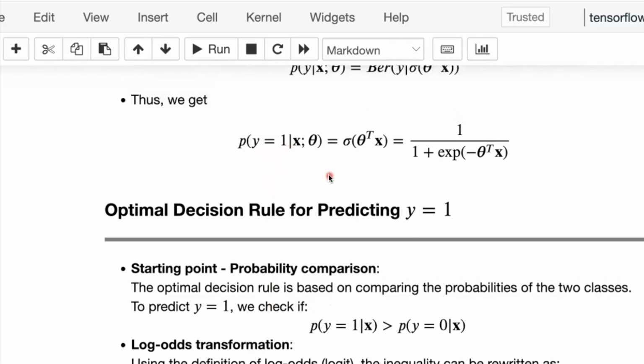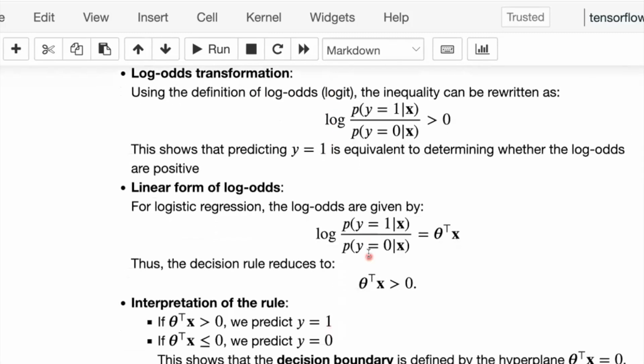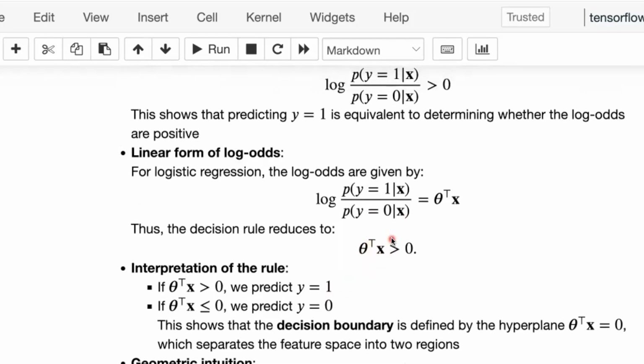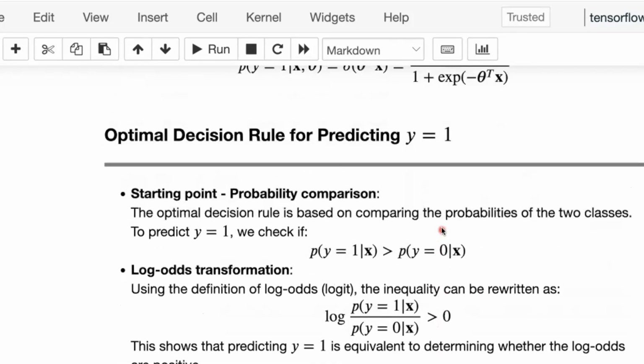This is very helpful because now we can even understand what theta does. This shows us the orientation of the decision boundary, using the fact that this log of the probability of y equals 1 over the probability of y equals 0 is what gives us the log odds space, this theta transpose x, what we have before the sigmoid function.